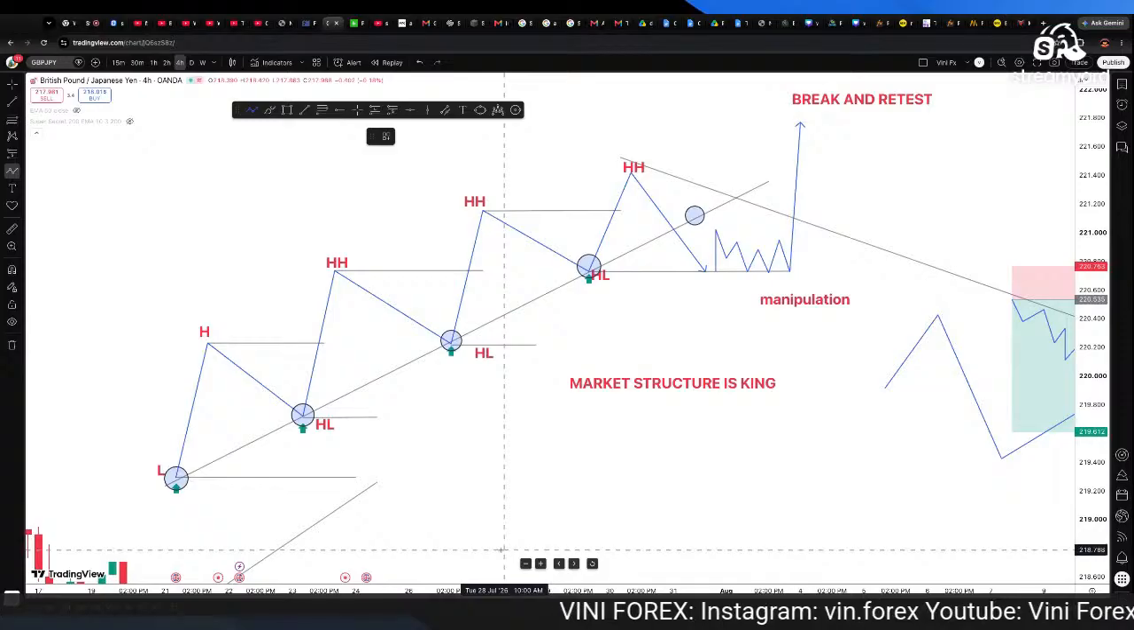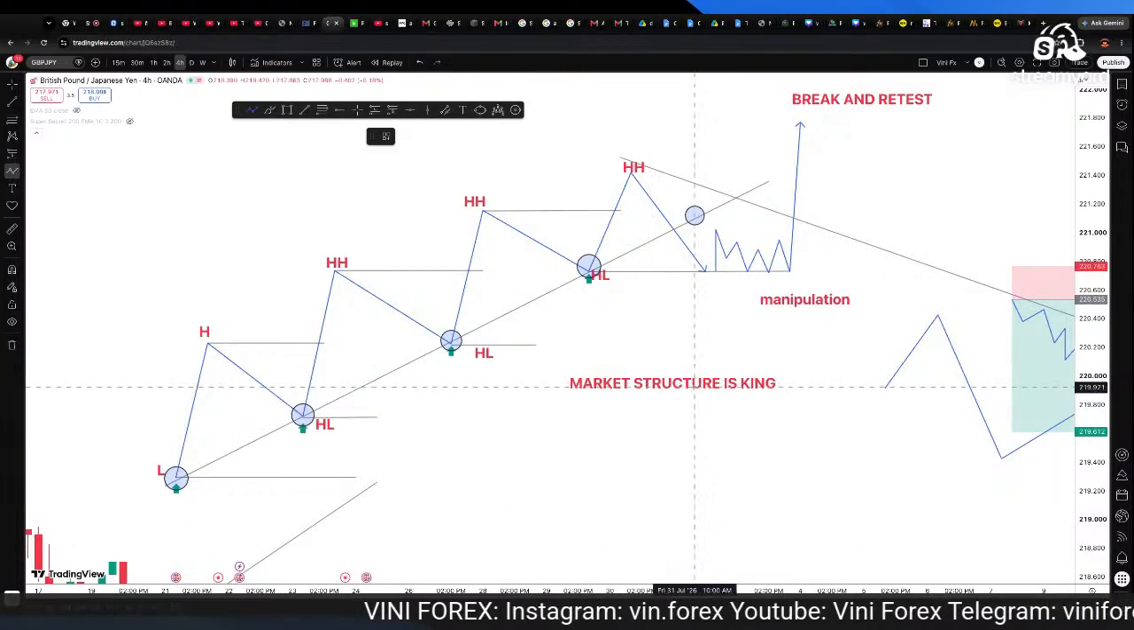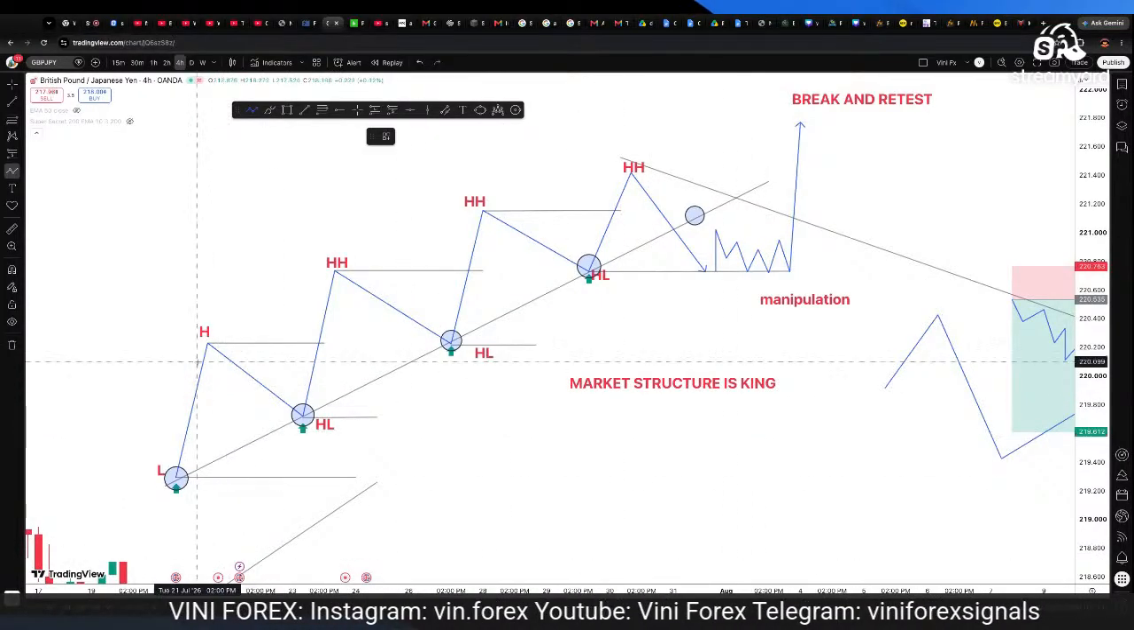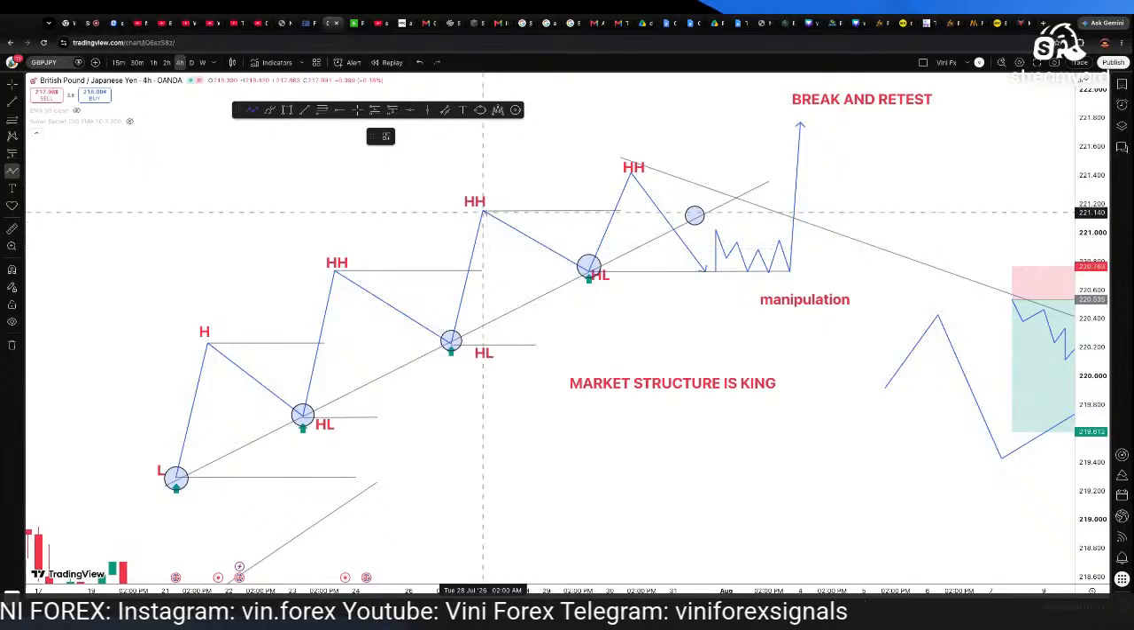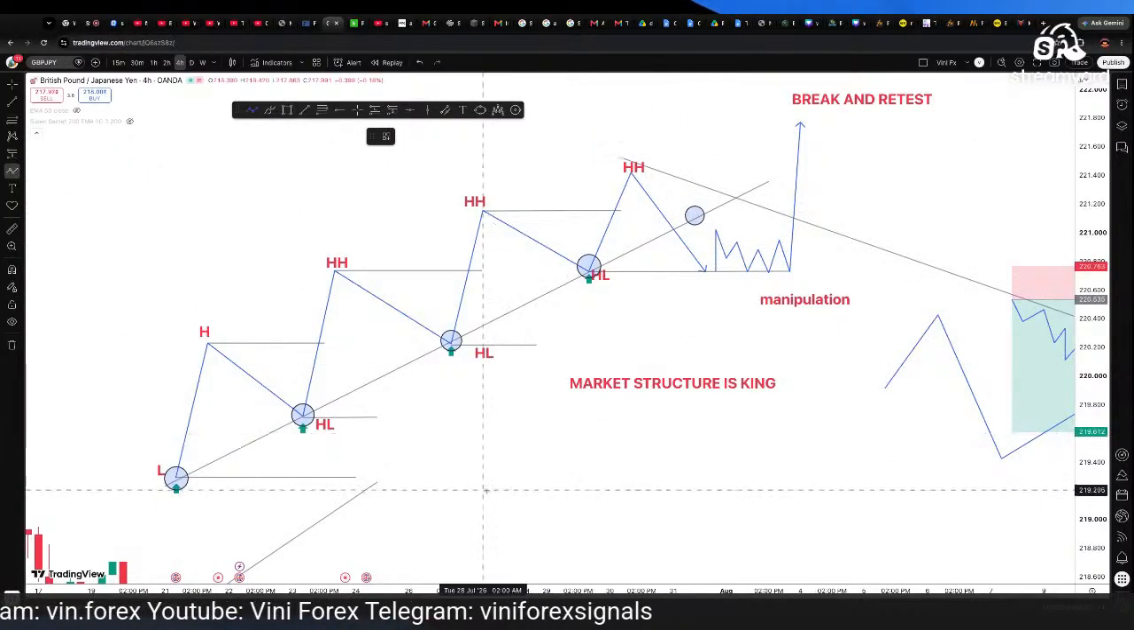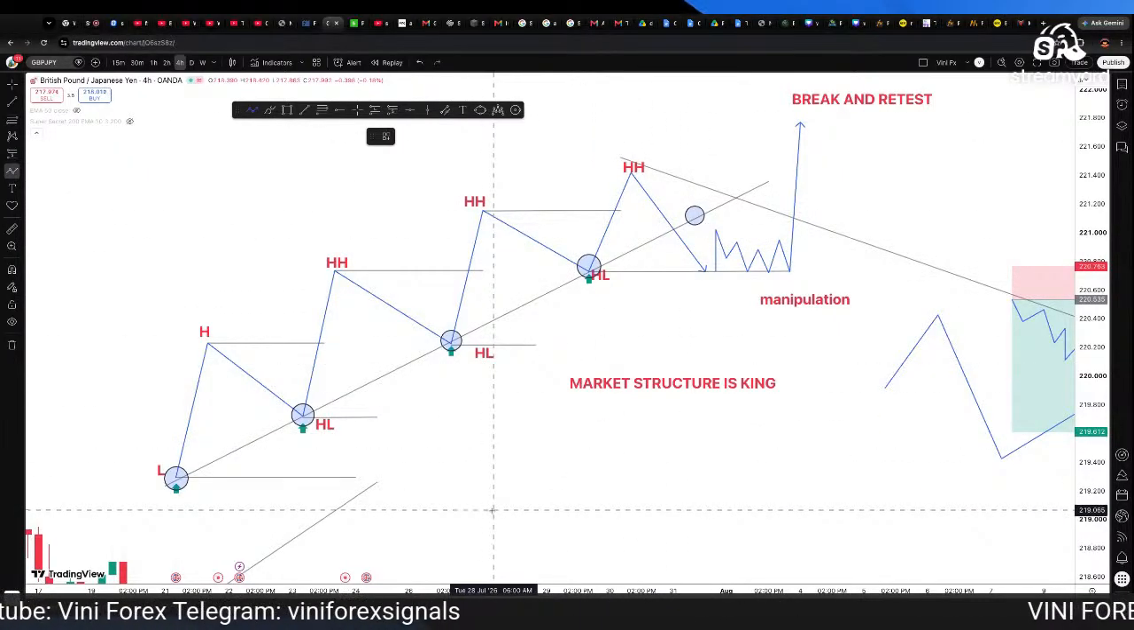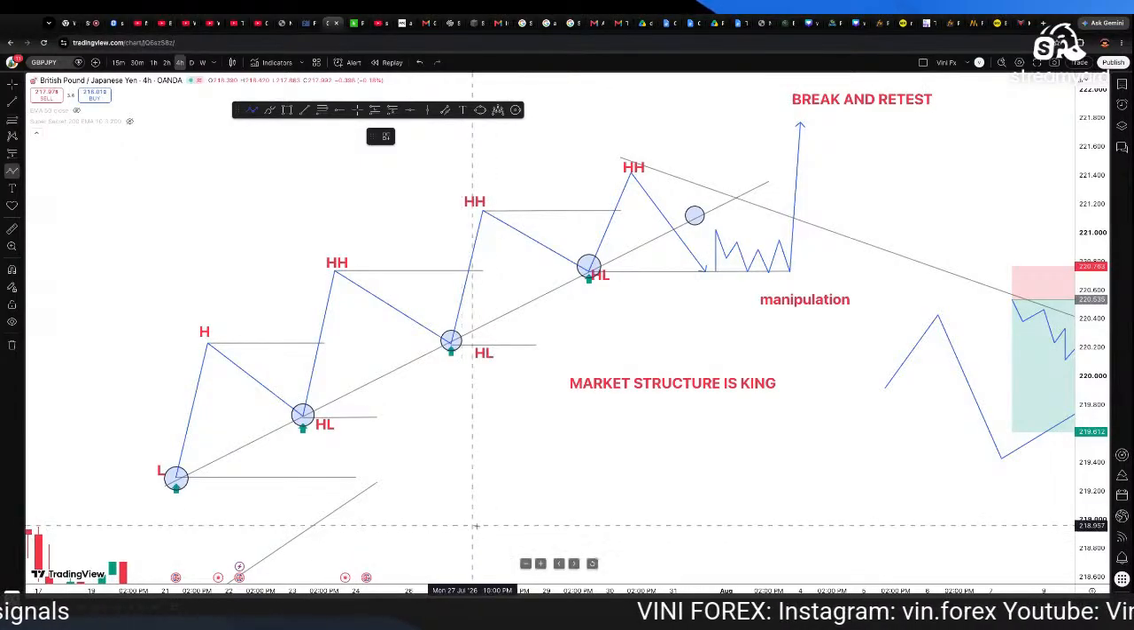Okay. Now listen. Market structure is king. What we are doing now, this up, higher low, higher high, higher low, higher high, higher low, is called market structure. And that is how the market moves. I will show you in a real chart today, right now.